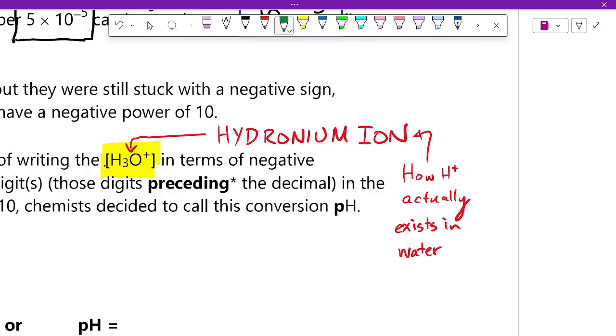So when we write H+, that's actually like a shortcut. Okay, not reality. H3O+, that is reality.